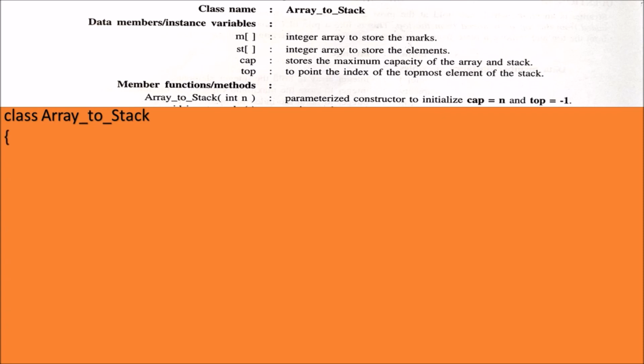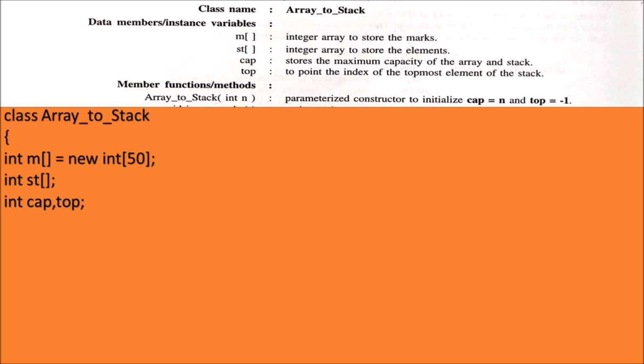Then what are the instance variables? So first is an integer array m for marks, and according to the question, marks are to be input in 50 subjects. So we can write int m equals new int 50, because the size is predetermined. Then we can declare another array for the stack, int st square bracket. Then int capacity and top, both are integers. So in this way we can declare instance variables.